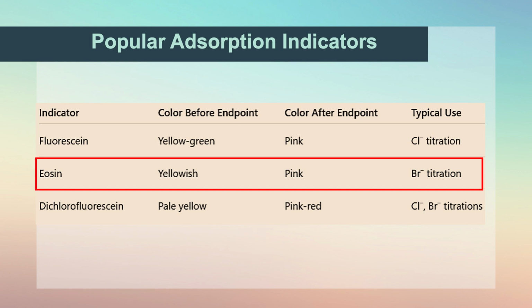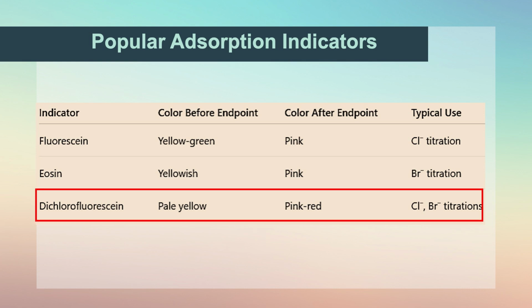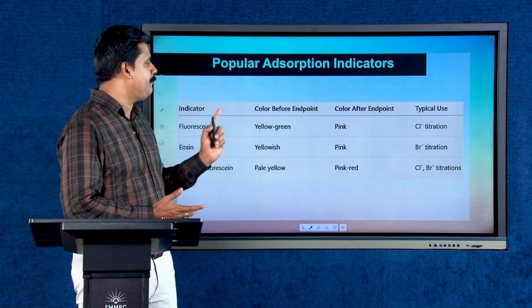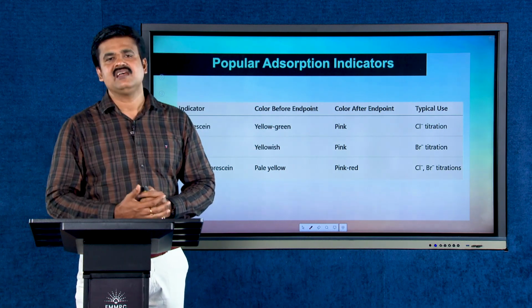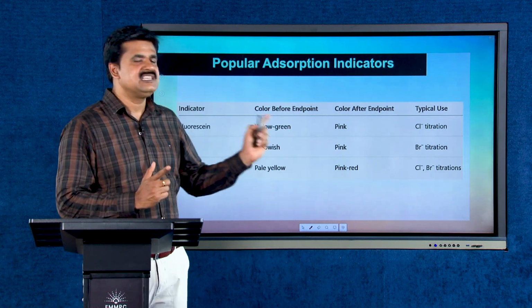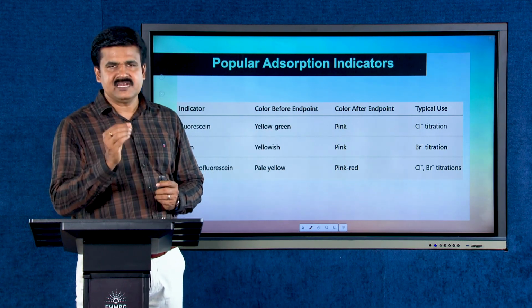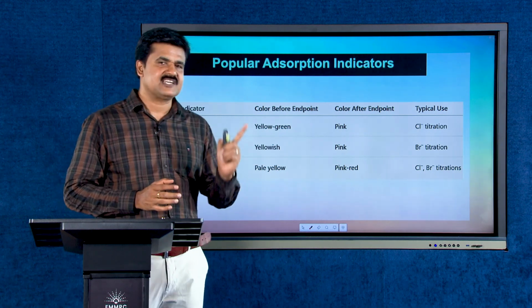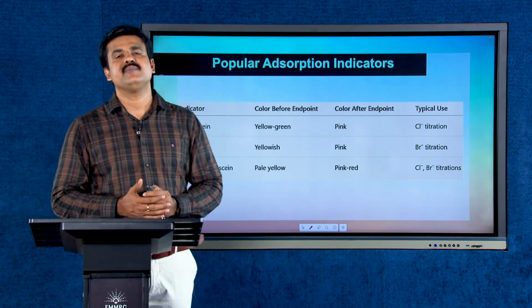This is specifically used in titrations involving Br minus ions. Now, dichlorofluorescein is a derivative of the first dye, that is fluorescein. It has a pale yellow color prior to the end point of the reaction. At the end point, or immediately after it, the color changes to pink red, and this color change from pale yellow to pink red enables the detection of the end point using dichlorofluorescein as the dye. This dye is highly useful in precipitation titrations involving Cl minus and Br minus ions.